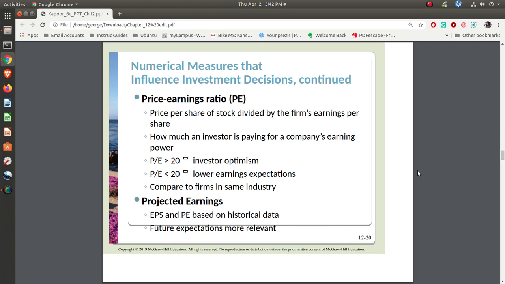Price earnings ratio: when you see a PE greater than 20, investors are saying, hey, this company is going to grow. This company is doing well. If you see something less than 20, that's saying, you know what? I think they're going to be losing some money. I don't think they're going to be doing that well over the next year or so.